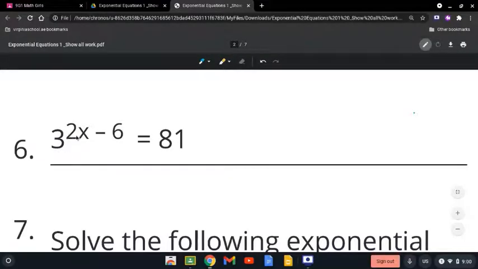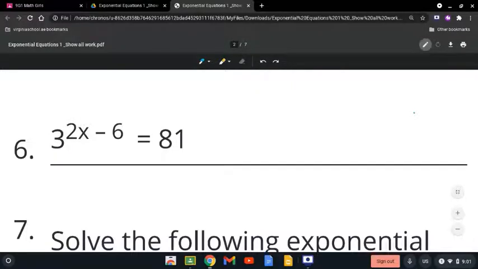We have 3 to the power of 2x minus 6 equals 81. What you're going to do is look at the base number that's on the other side. So here you have 3. You're going to ask yourself, how many times does 3 times itself equal 81? So again, ask yourself how many times 3 multiplied by itself gives you 81. And I don't mean like 3, 6, 9, 12, 15, 18, 21. No. It's just 3 times by itself.